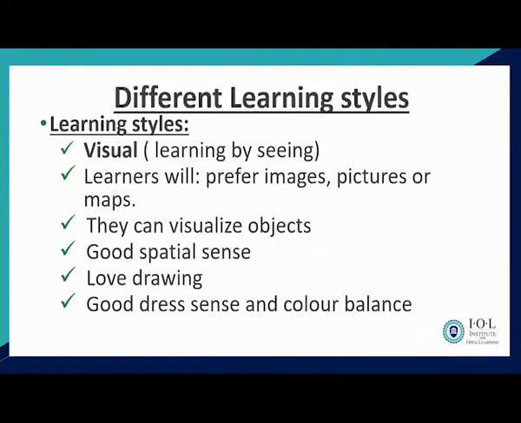This learner will prefer images. They want to see things. They want to see drawings. They want to see pictures. They want to see maps. Then he learns better. They can visualize objects. They usually have a good spatial sense of what is going on around them. They are also the ones that usually love drawing. When you see the ones drawing all the time, you should know that those learners learn better by seeing things. They also have mostly a good sense of dress and color balance.